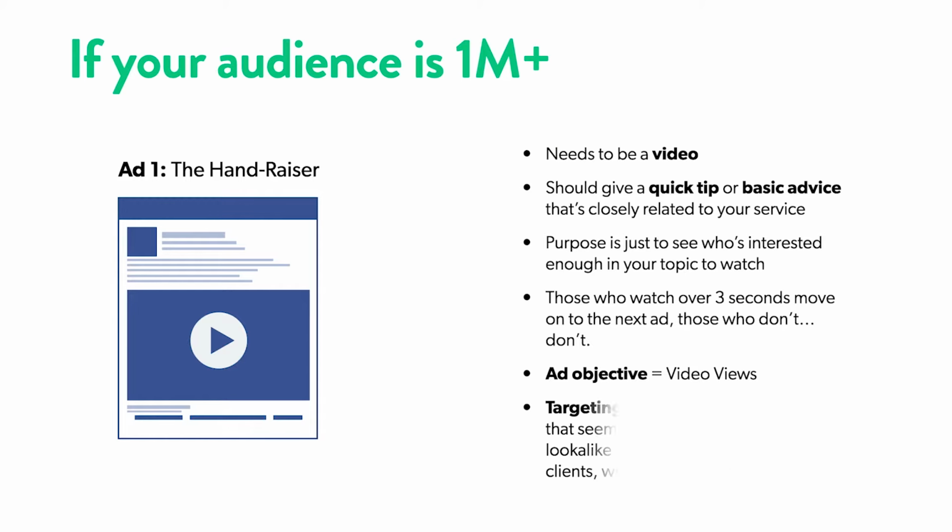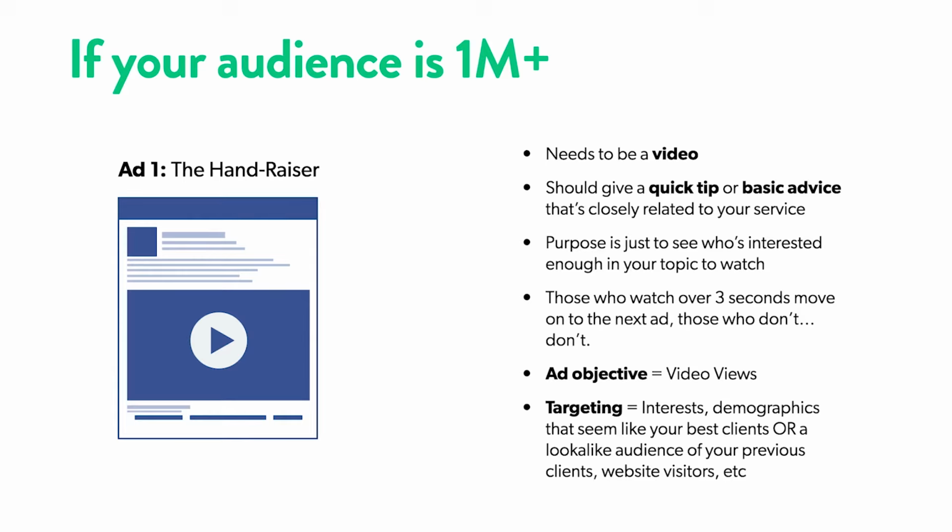Again, all we're looking for here is for people to either watch the video or skip the video. That is it. You're not trying to get them to your website at this point. You're certainly not trying to get them to buy anything at this point. They're watching the video or they're not. And the targeting here would be things like interests, right? Demographics that seem like your best clients, or a really good lookalike audience of your previous clients or your website visitors, anything like that. And again, this is if your audience is over 1 million people. If it's less, we're going to get to that later on in this video. Your targeting might be a little different there, but we will get to that in a minute.